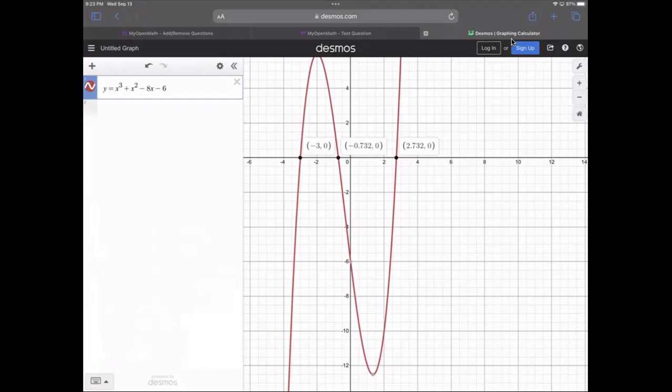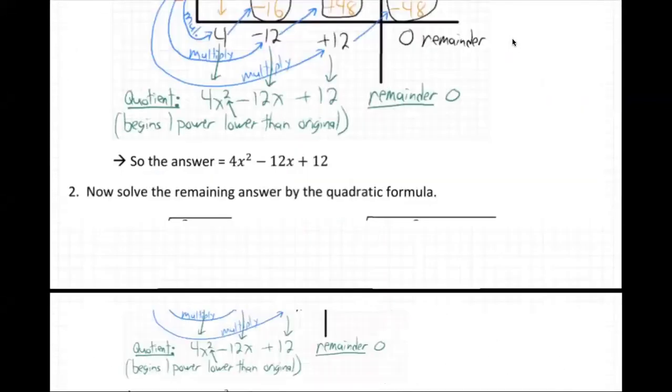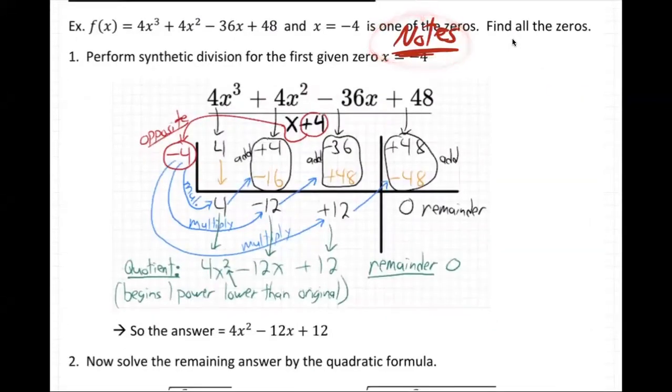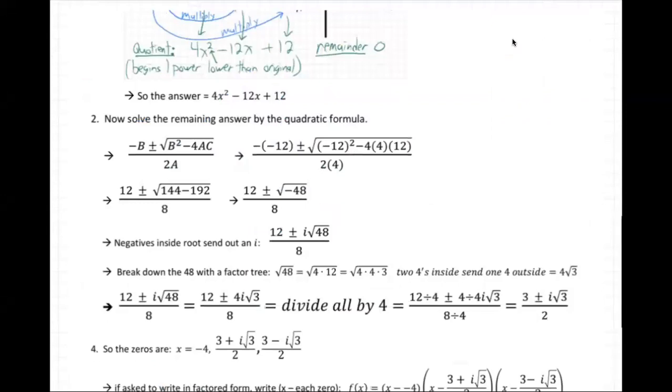Okay, so let's do it. Back to the question. Here's the function. There's the -3 that we saw in the graph, and then we have to find the other 2. Notice, exact values, not decimal approximations, but those were decimal approximations we just saw. Okay, how do we do it? Well, here are the notes. The notes on this topic say, step 1, do synthetic division, and then take the answer you get from that and do the quadratic formula on it.